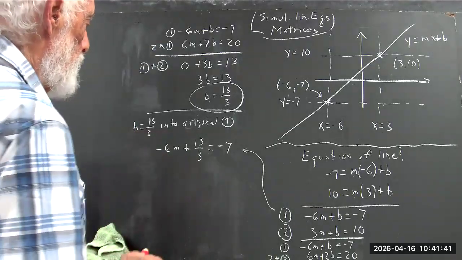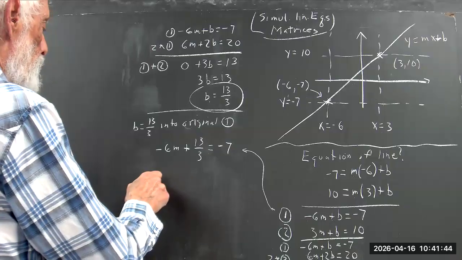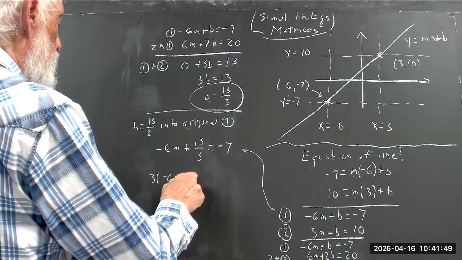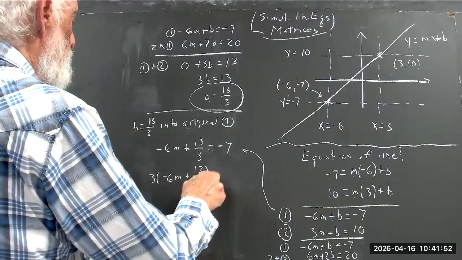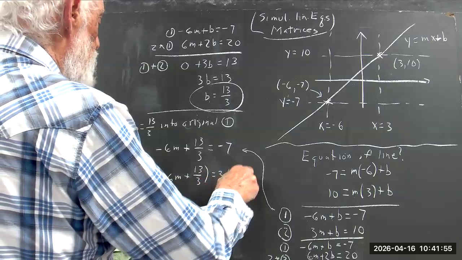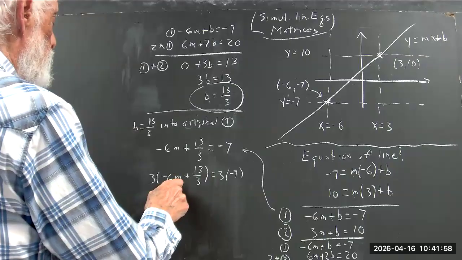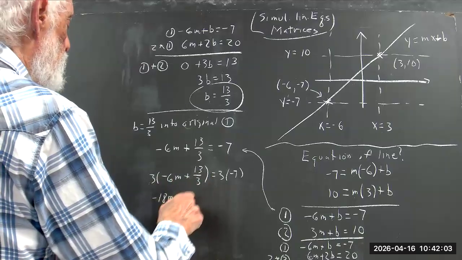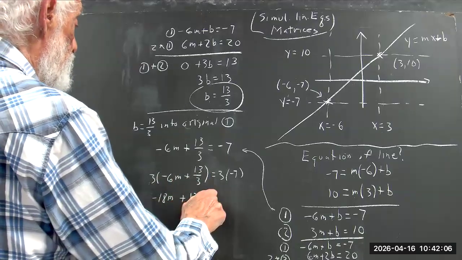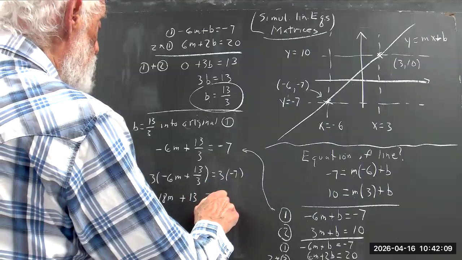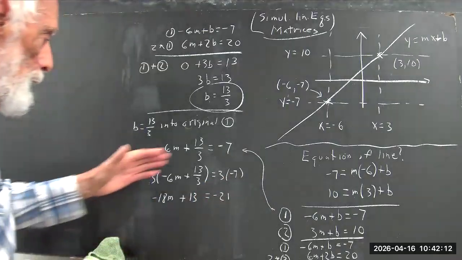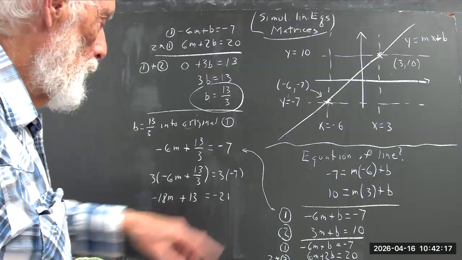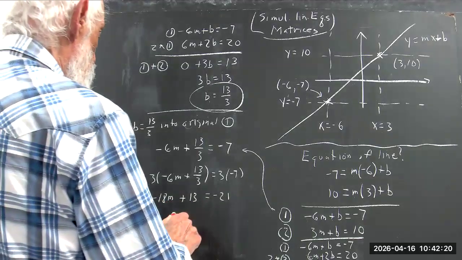Okay, now this equation has denominator 3, so I'm going to multiply everything by the common denominator 3. And I'm going to do that kind of carefully. I'm going to write 3 times negative 6m plus 13/3 equals 3 times negative 7. Then 3 times negative 6m is negative 18m. 3 times 13/3 is 13. 3 times negative 7 is negative 21. Multiplying through by the 3, I no longer have a fraction 13/3. I have just whole numbers, which makes it easier to solve the equation.